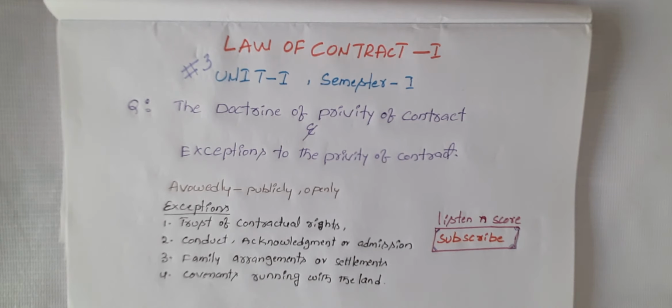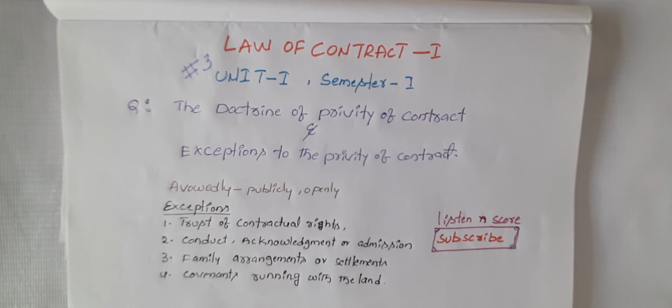Number 1, trust of contractual rights. Number 2, conduct, acknowledgement or admission. Number 3, family arrangements or settlements. Number 4, covenants running with the land, etc.